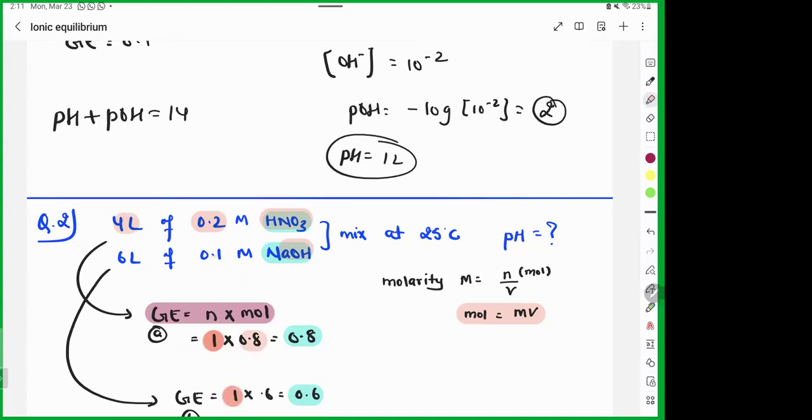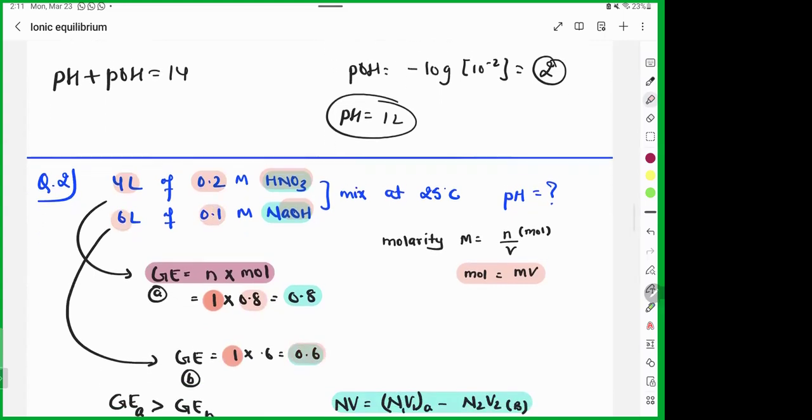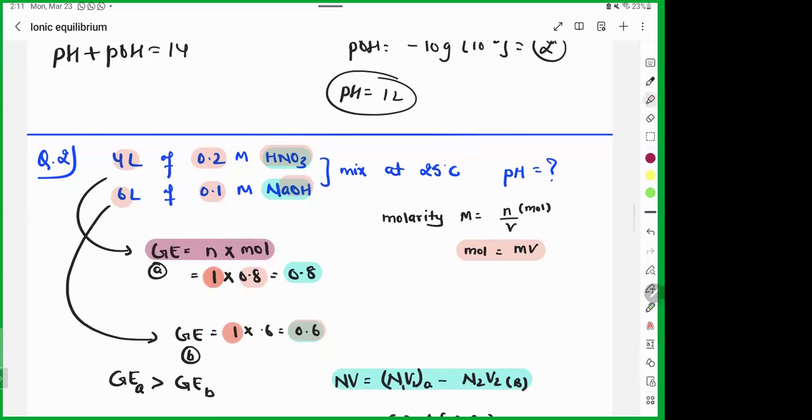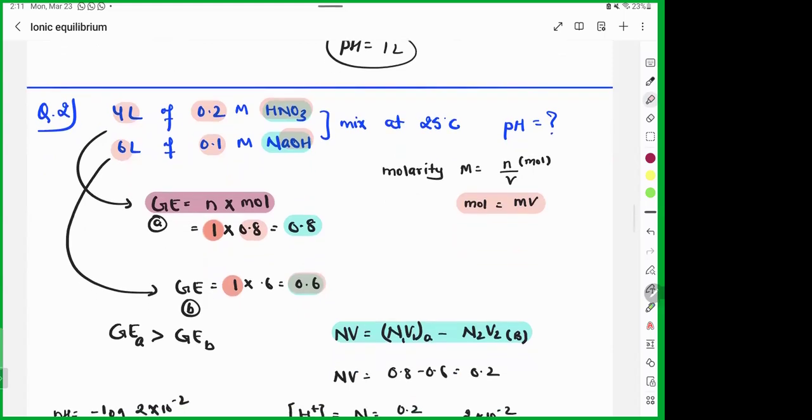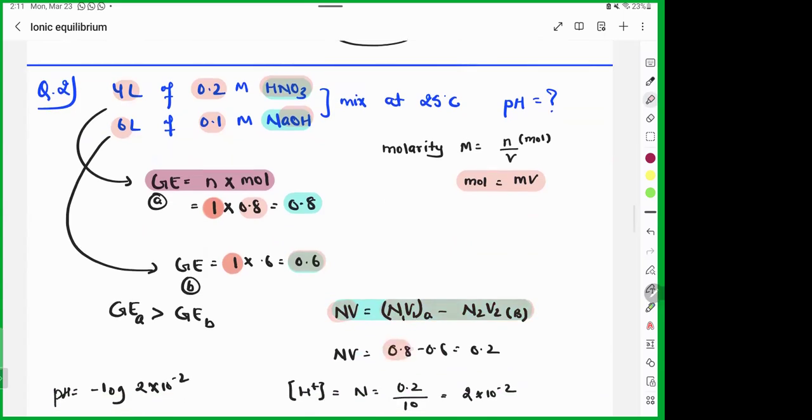Second case, in NaOH valency factor is 1. What is the molarity? 0.1. Volume 6. Multiply both of them. This is your gram equivalent. In this case, acid is stronger than base because acid has 0.8, base has 0.6. So how to calculate normality? Gram equivalent by volume: acid minus base. Acid value was 0.8, base value was 0.6, difference is 0.2.